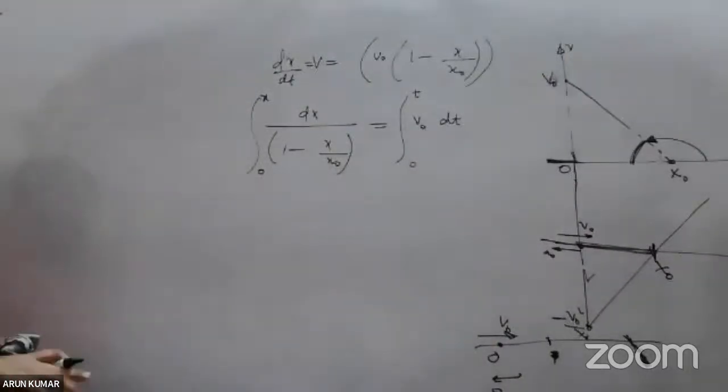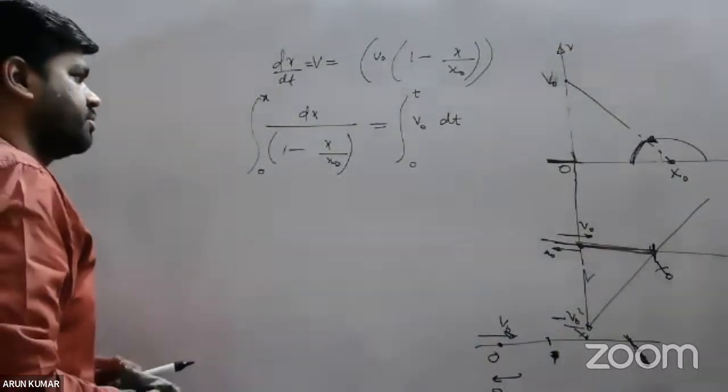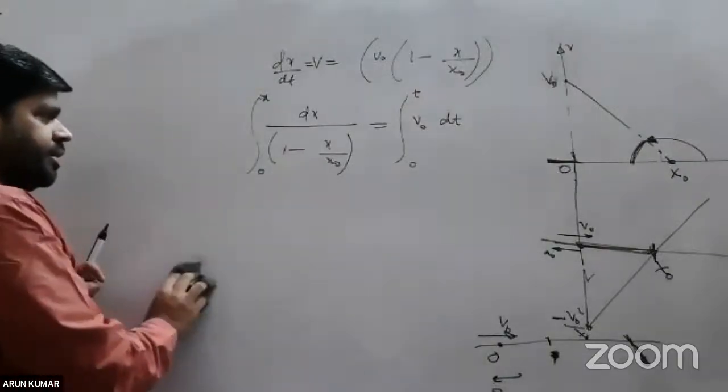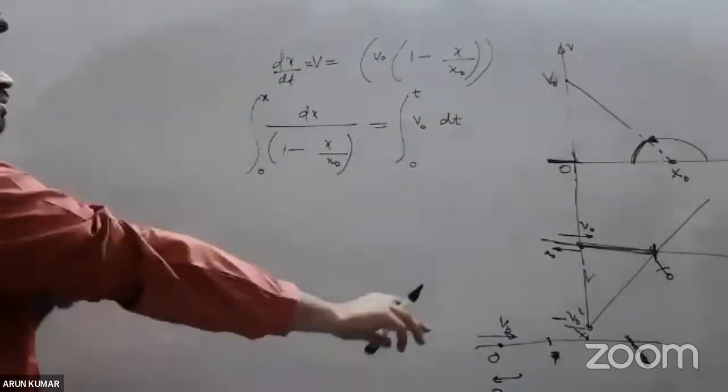Alright, so 1D motion. We are talking about 1D motion only. Otherwise, the graph doesn't make sense. Graph makes sense only in 1D motion. Okay, now let's integrate this. How do I integrate this?